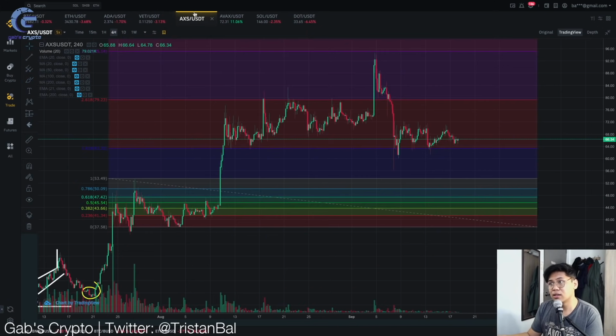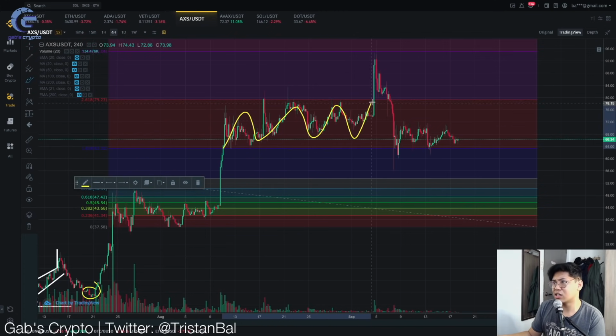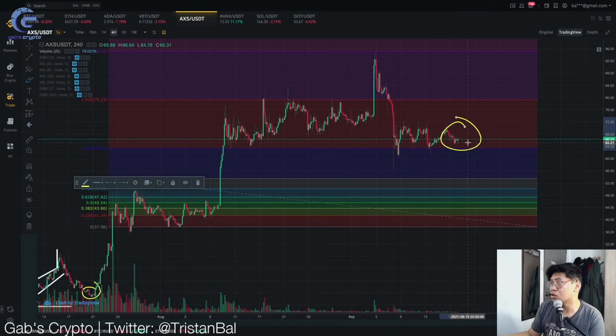So, yeah. And then, Axie Infinity. Axie Infinity is pretty stable right now. So, I'll also add my Axie Infinity opportunity here. So, now I'm going to place my buy order here.